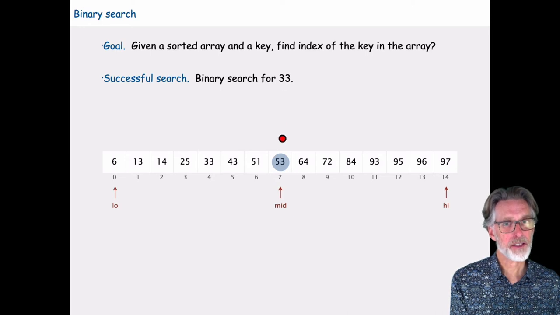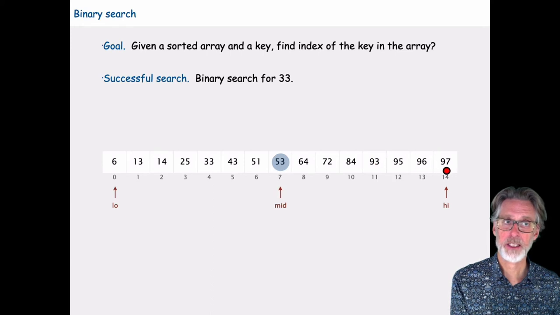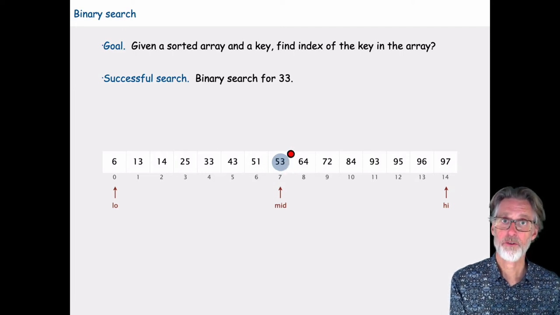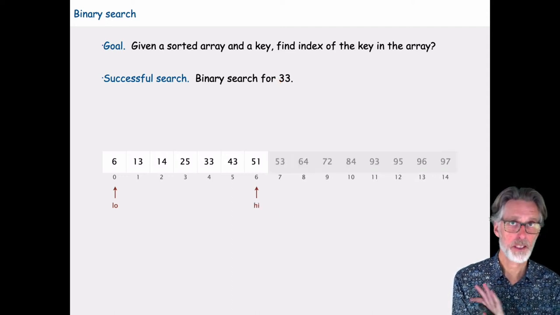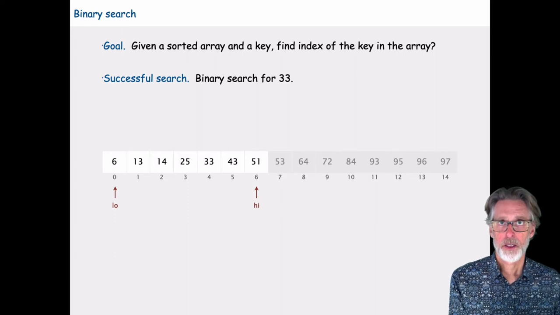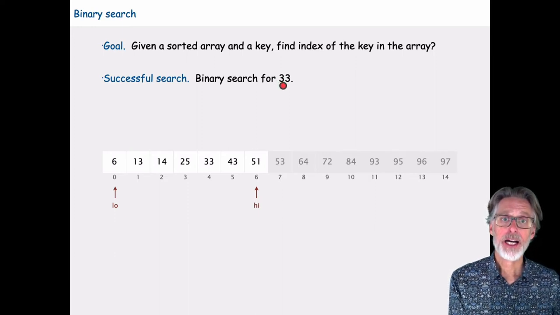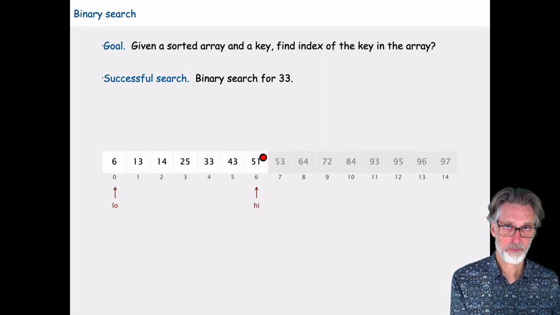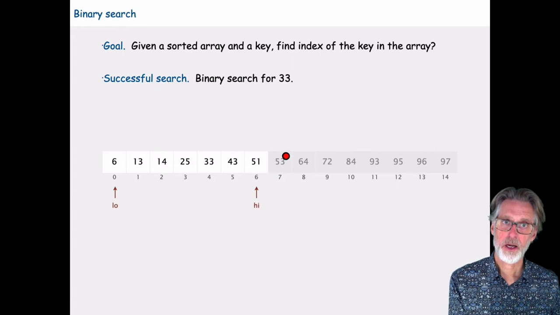Now, because this list is sorted, we know not only that 53 is not what we're looking for, but we also know that none of these positions from 7 up to the end of the array could possibly hold the value we're looking for, because they all must be greater than or equal to 53, and therefore greater than or equal to 33. Therefore, in one fell swoop, we can reduce the search in half. We do this by updating the high variable to be 1 minus the previous mid. We've removed the midpoint and everything above it.